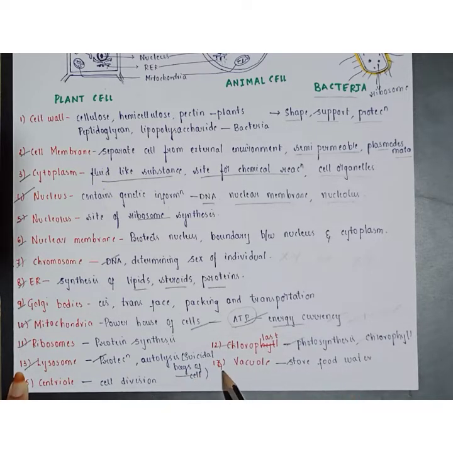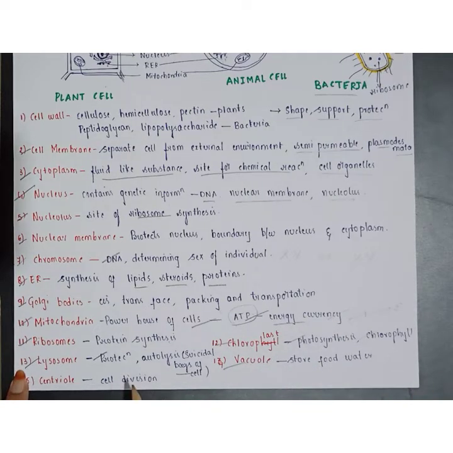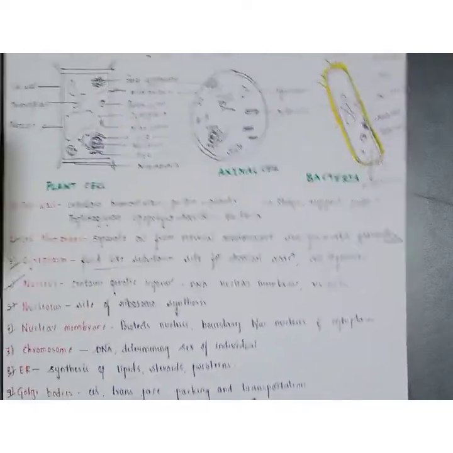And the next one is the vacuole. Vacuoles store food materials. These are only present in plant cells. And the next one is the centriole. Centrioles are useful for cell division.